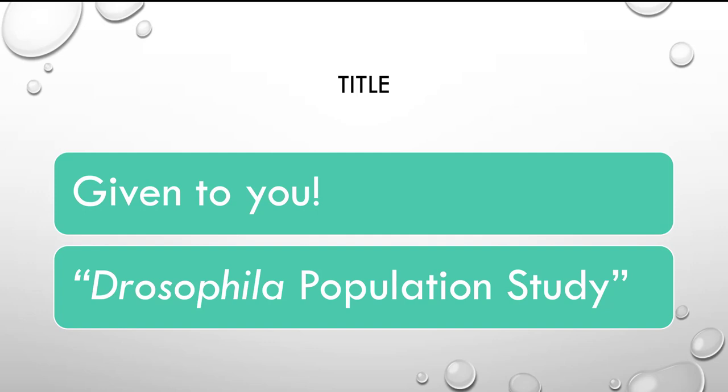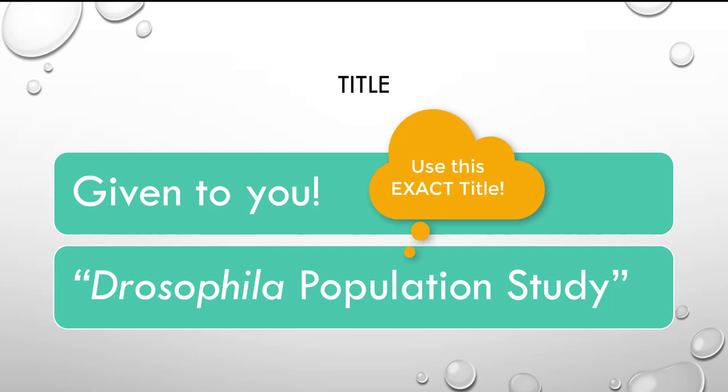As far as the title, we actually gave it to you. So luckily, you have it there. It says in your lab manual that the title should be Drosophila Population Study. So that will be your given title. You can just write or type it at the top of your page. So that's pretty easy. It's already there.